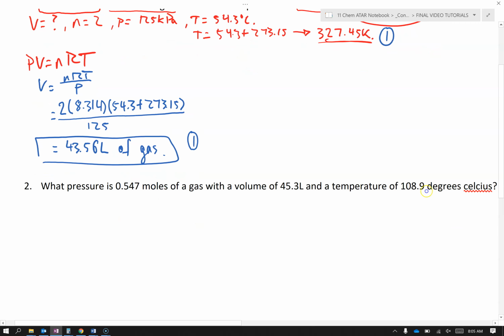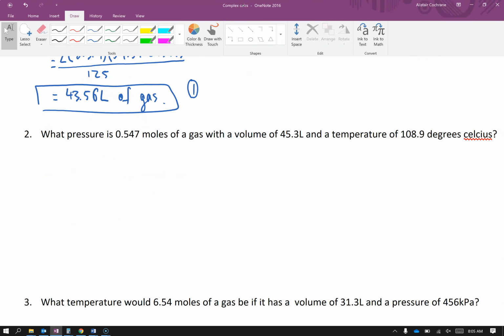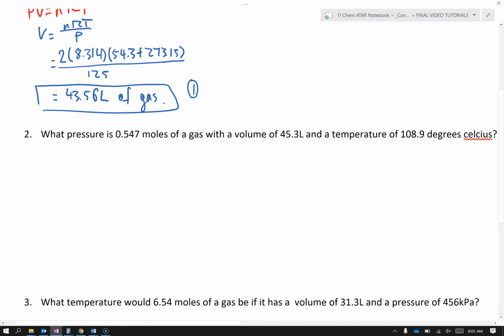Very good. Okay, let's look at another example together. This time, we're asking the question, what pressure is 0.547 moles of gas with a volume of 45.3 litres and a temperature of 108.9 degrees Celsius? So, first thing here we're going to note is that the question is asking us what pressure, so we know straight away that pressure is equal to unknown.